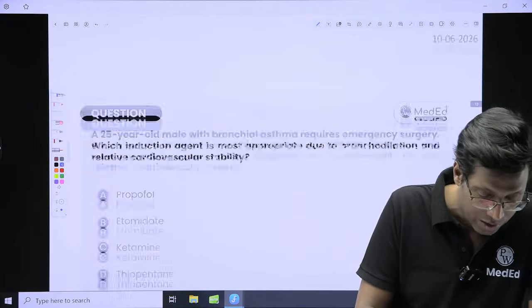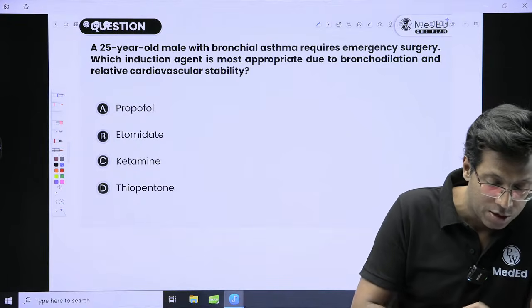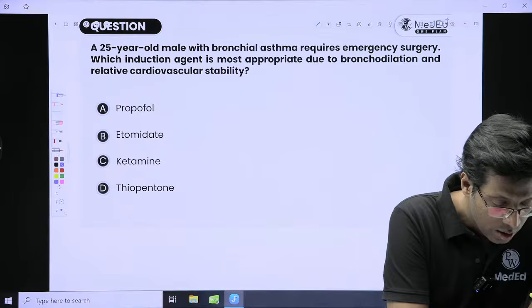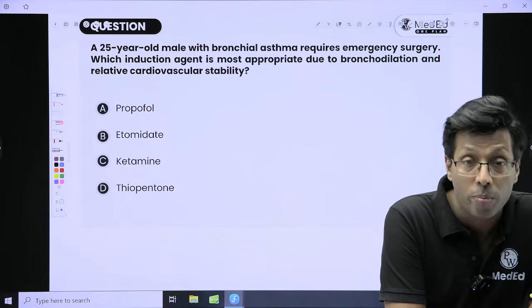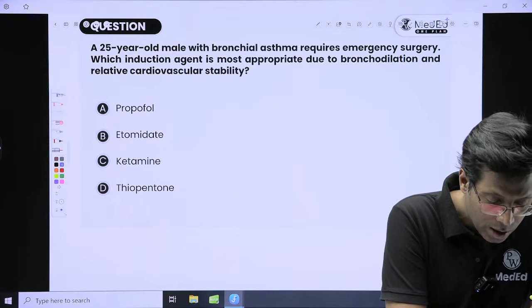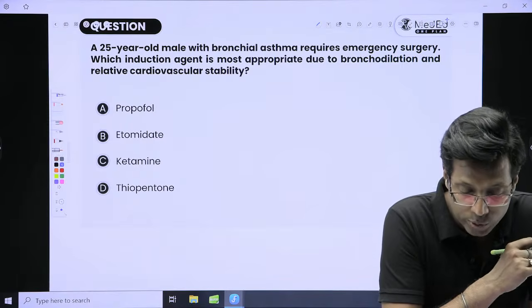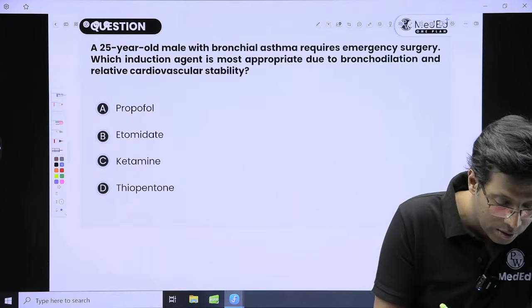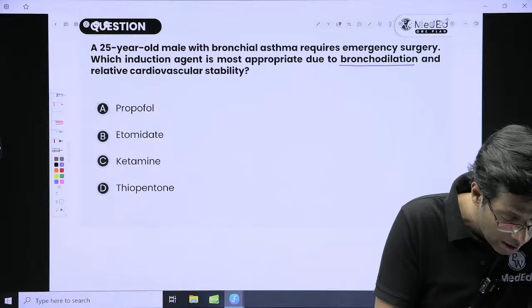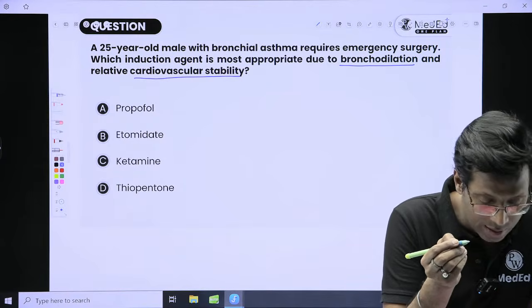Most of the places. All right, a 25-year-old male with bronchial asthma requires emergency surgery. Which induction agent is most appropriate due to bronchodilation and relative cardiovascular stability? Now here there are two things which may be contradictory to each other: that there is bronchodilation also and cardiovascular stability also. But it has been asked this way in the exam and books as well.